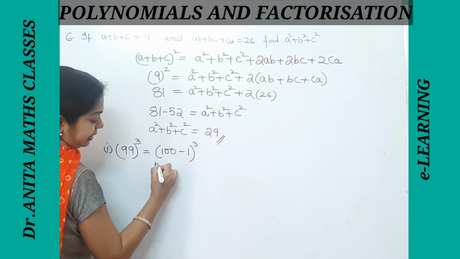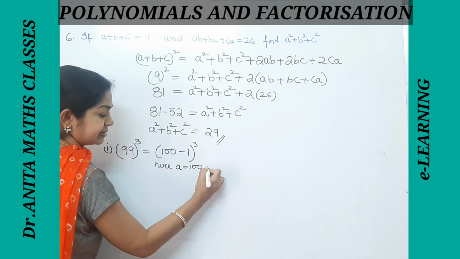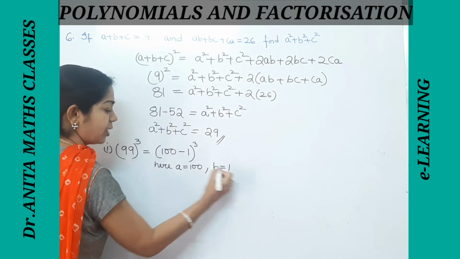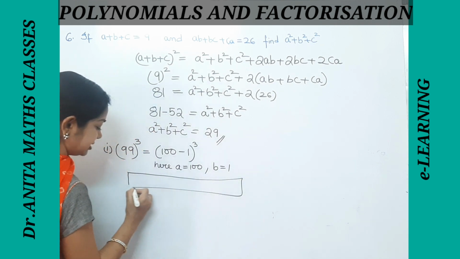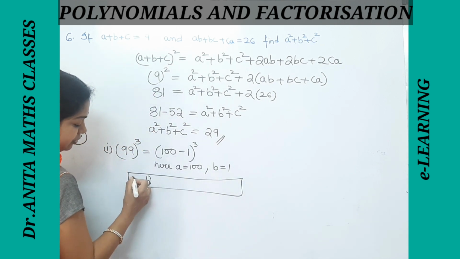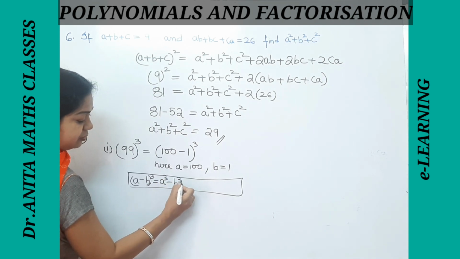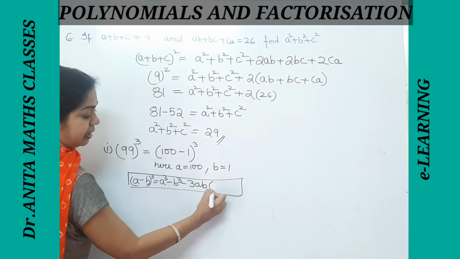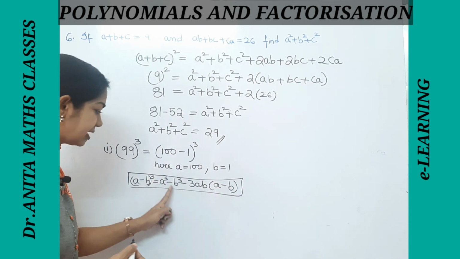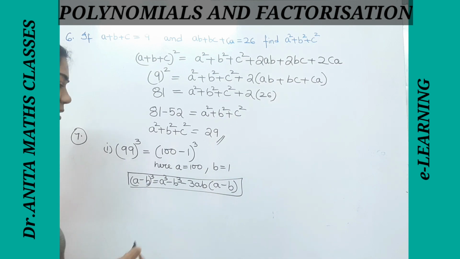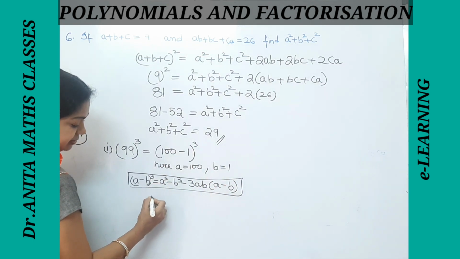Now here I'll take the value a, or x, as 100, and the b value is 1. This is a, this is b. So I will apply the suitable identity. Here it is (a minus b) whole cube, which is equal to a cube minus b cube minus 3ab(a minus b). This is very easy to remember because they are all negative signs. Now we will apply our a value and b value here.